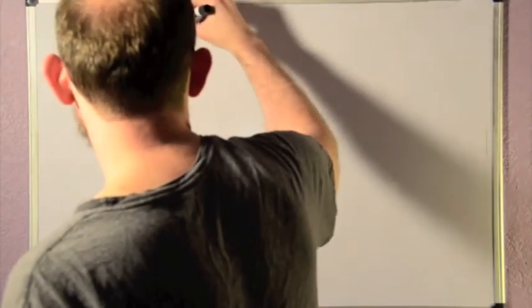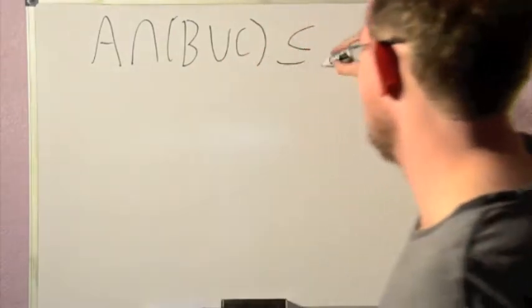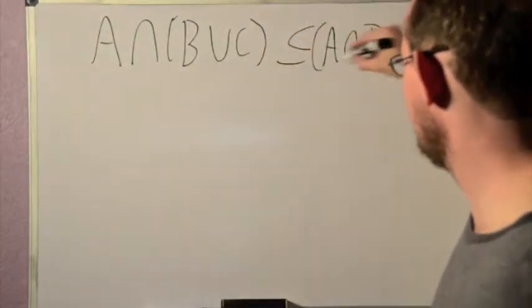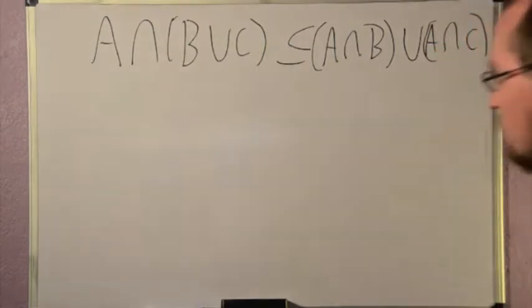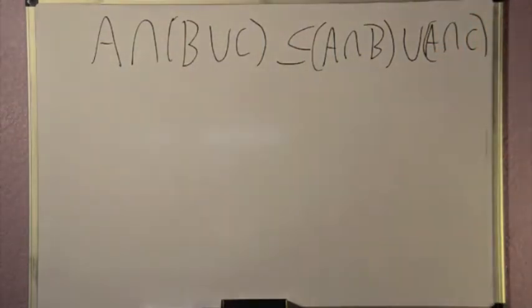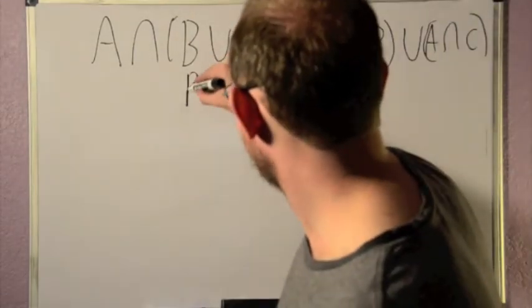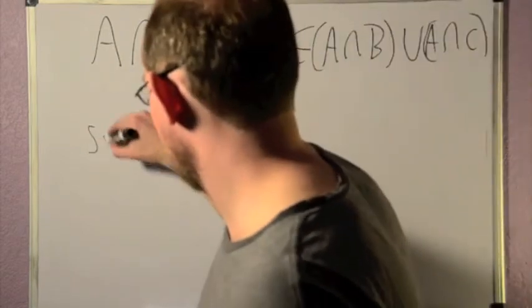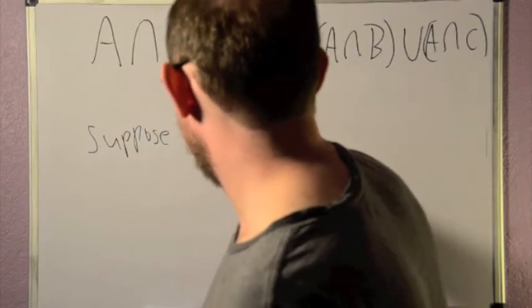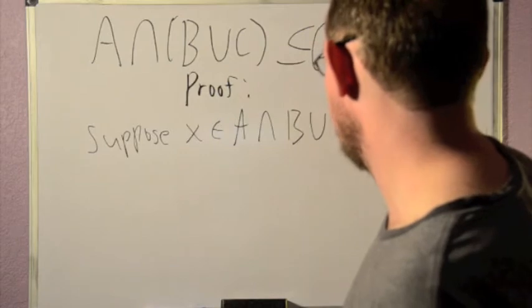Okay. Let's prove A intersection (B union C) is a subset of (A intersection B) union (A intersection C). Right? Let's prove this. And again, the first step is just suppose that we take something in here. Suppose X is an element of A intersection (B union C).